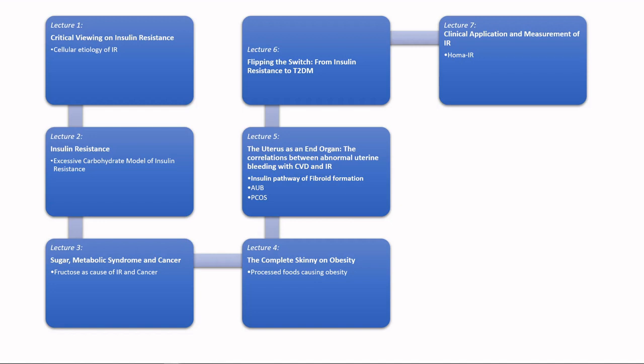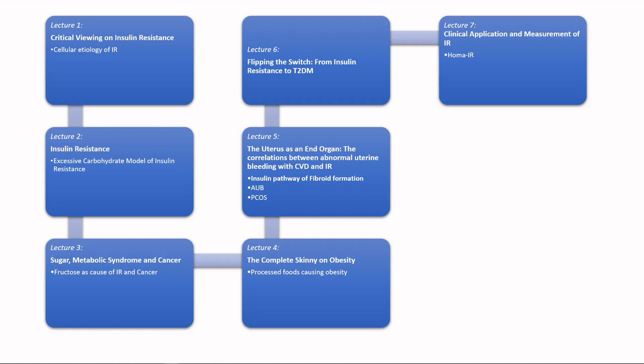Next, for Lecture 2, we will zoom out to the macroscopic level and discuss the carbohydrate model of insulin resistance with Dr. Ted Naiman. Dr. Robert Lustig gives us Lectures 3 and 4, which assert that fructose and processed foods are the cause of insulin resistance and a driver of cancer and obesity, respectively. Lecture 5 is an SMHP Grand Rounds lecture that was given by Dr. Andrea Salcido that discusses how insulin resistance causes end organ damage to the uterus and the ovaries.